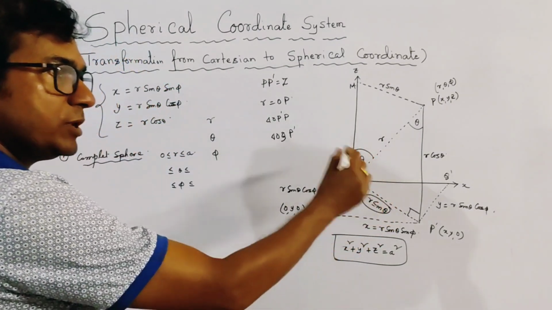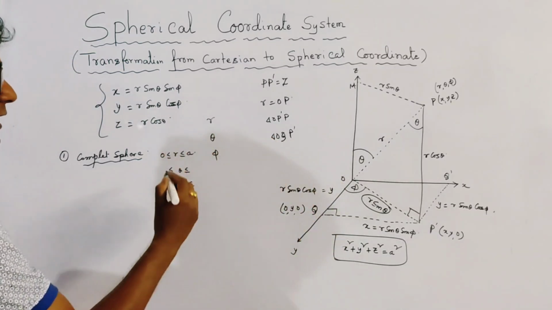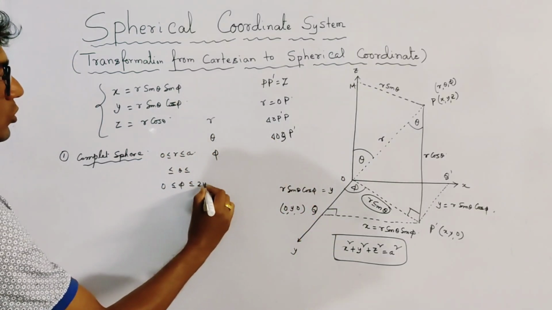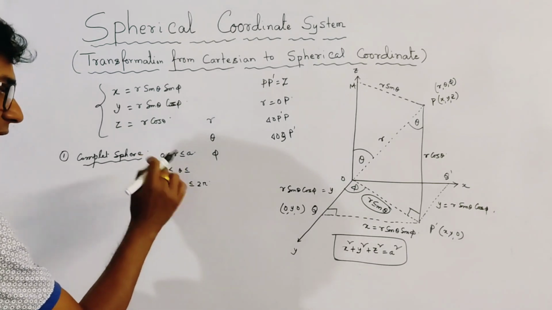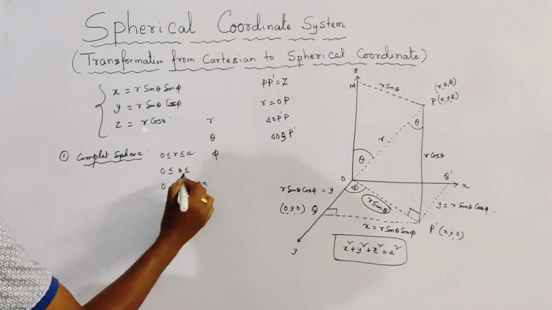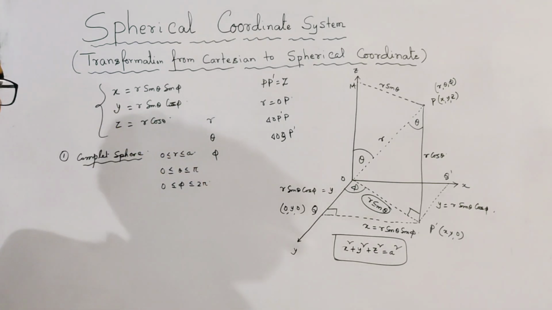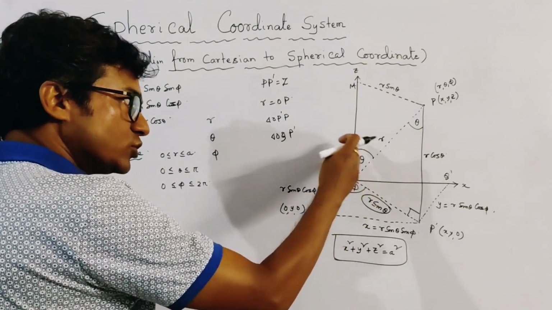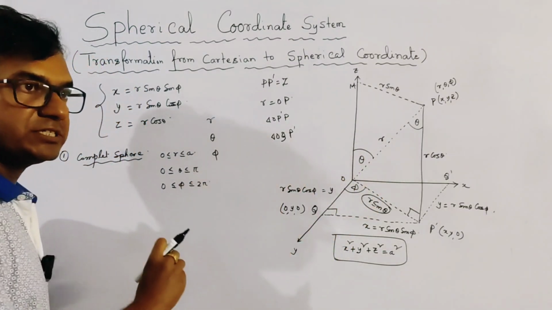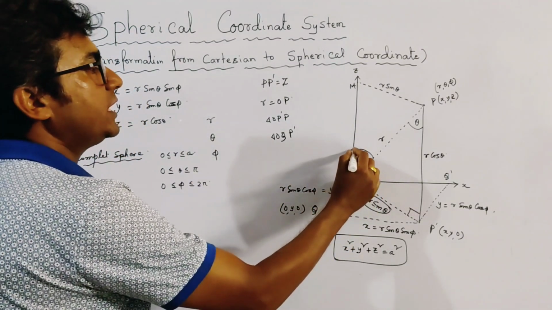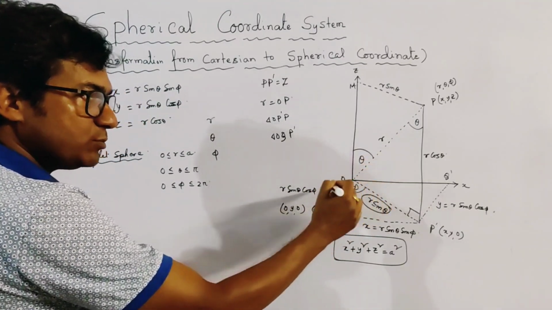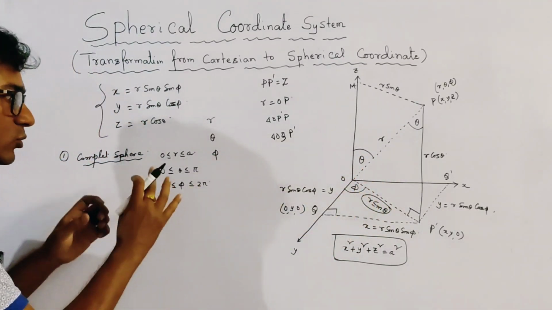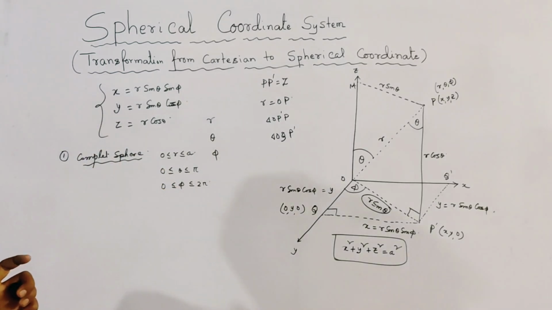For the complete sphere, the range of phi is 0 to 2 pi, a complete revolution of phi in the xy plane, right? And we take the range of theta from 0 to pi. When phi is revolved 360 degrees and theta is revolved from 0 to pi, then we get the complete sphere.